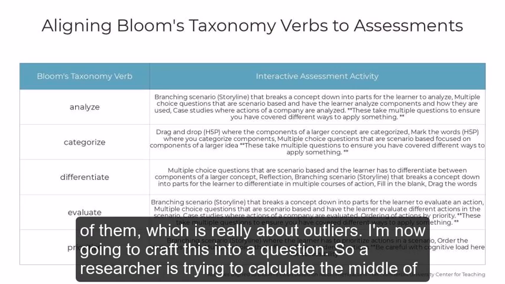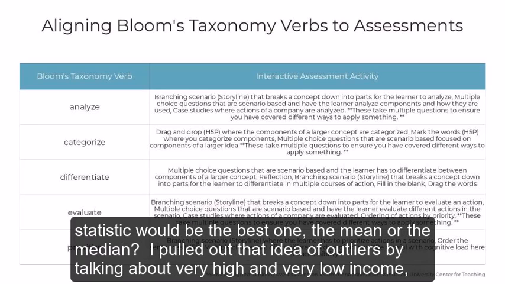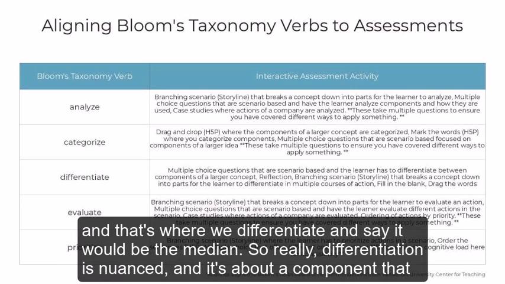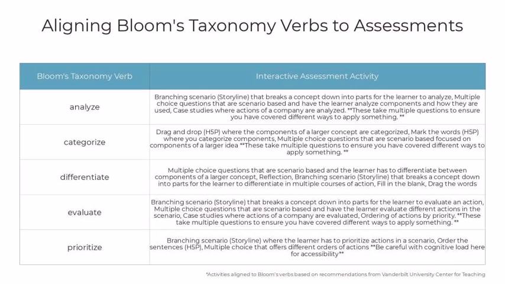I'm now going to craft this into a question. So a researcher is trying to calculate the middle of income for all Americans, but wants to make sure that it's not impacted by outliers of either very high income or very low income. Which statistic would be the best one, the mean or the median? I pulled out that idea of outliers by talking about very high and very low income, and that's where we differentiate and say it would be the median. So really, differentiation is nuanced, and it's about a component that we're not going to say in the question directly.